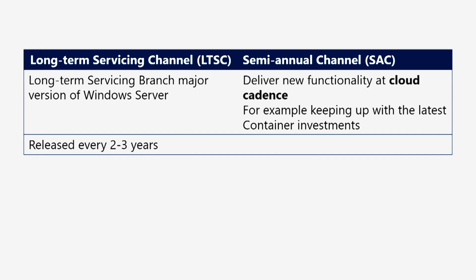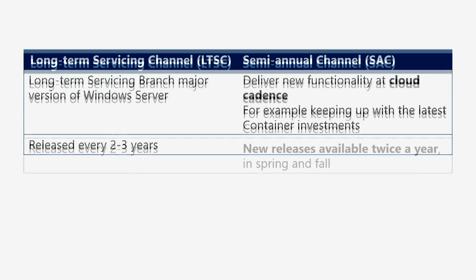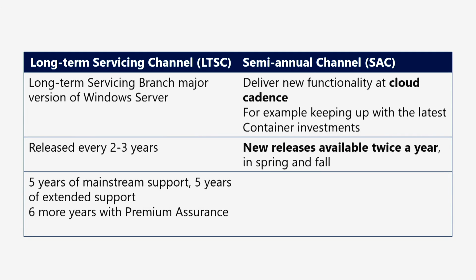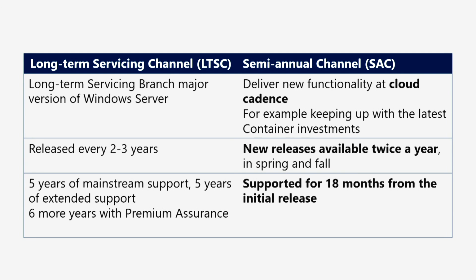So long-term servicing branch, 2 to 3 years when we release those, and the SAC releases twice a year. There's also a difference in support. With the long-term servicing channel, it's 5 plus 5 years, plus then, depending on extended security support, which is coming for the Windows 2008 scenario, and I will talk a little about that. And then we have 18 months of support when it was announced. Windows, I think, and Office 365, they changed to, I think, 21 months. Is it still correct that it's 18 months?